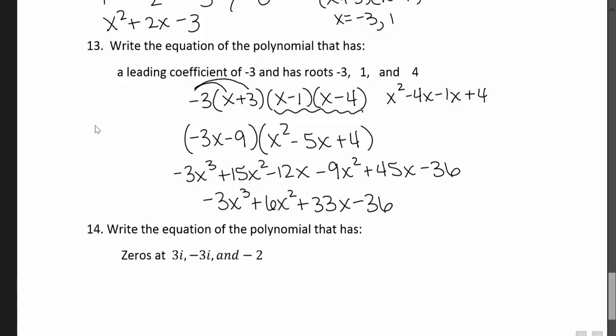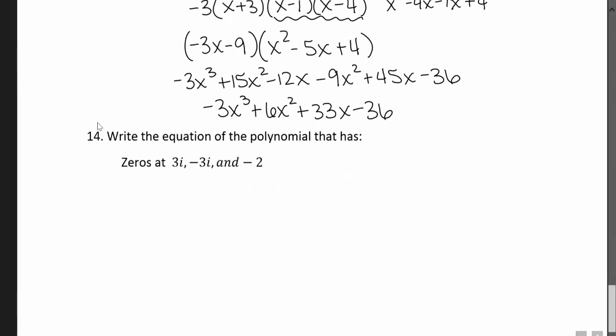There are multiple ways that you guys can go through the multiplication. You could distribute the negative 3 and then multiply that by x minus 1 and then multiply that by x minus 4. It's up to you. Just make sure that you distribute correctly and watch your signs.